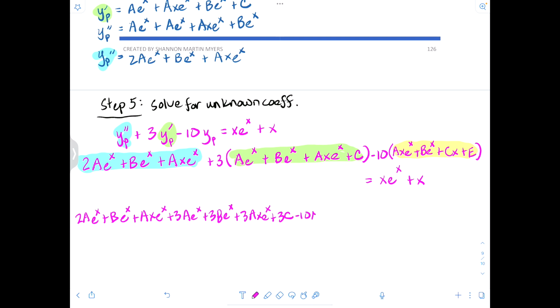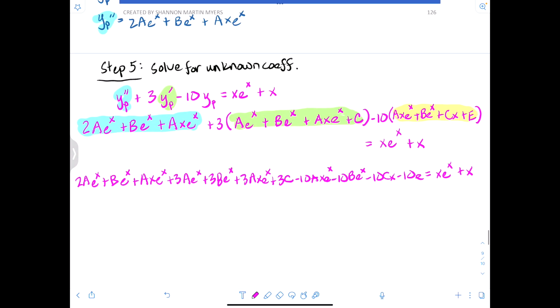Minus 10a x e to the x minus 10b e to the x minus 10c x minus 10e, all of that equals x e to the x plus x. Now we'll start to narrow things down. I know it looks really messy, but trust me, it'll be better. So I'm going to put the terms that have an x e to the x first.